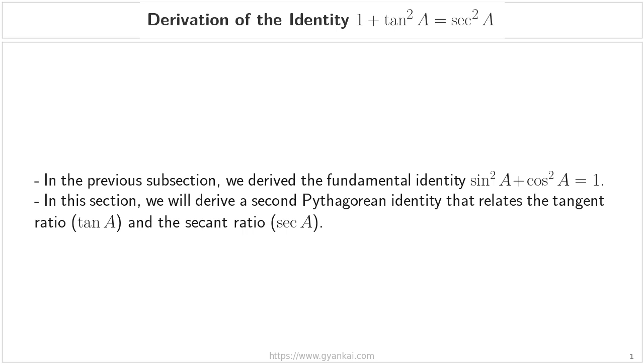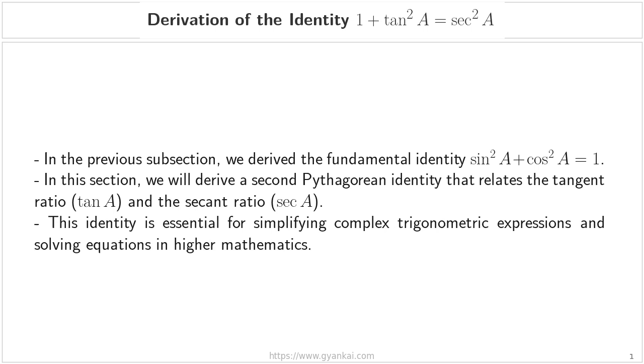This particular identity is very useful because it establishes a direct relationship between the tangent ratio of angle A and the secant ratio of angle A. Now, you might wonder why we need another identity. Well, as you progress into more advanced mathematics, you will find that this identity is absolutely essential.